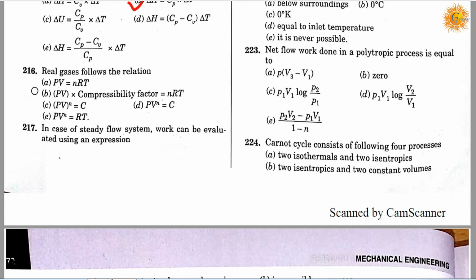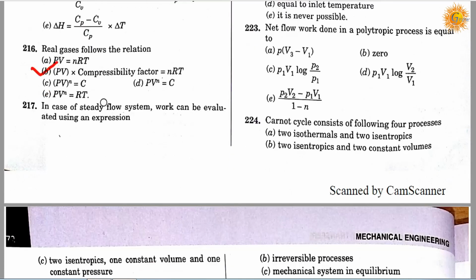Question number 216. Real gas follows the relation: option A is PV is equal to nRT, option B is PV into compressibility factor into nRT, option C is PV^n is equal to C, option D is PV^n is equal to C, and option E is PV^n is equal to RT. Correct answer is B. It will be PV into compressibility factor equal to nRT.